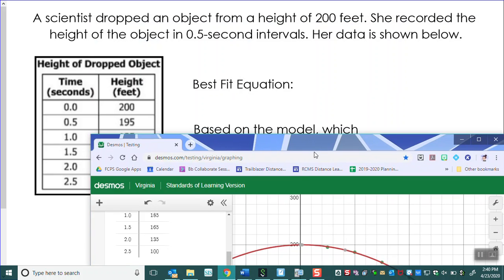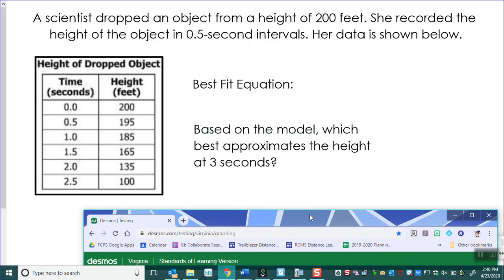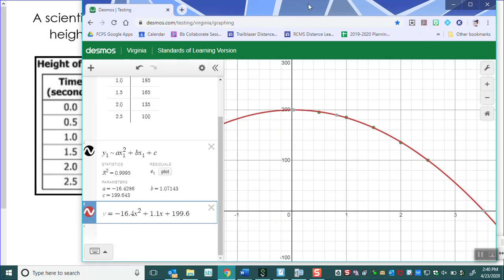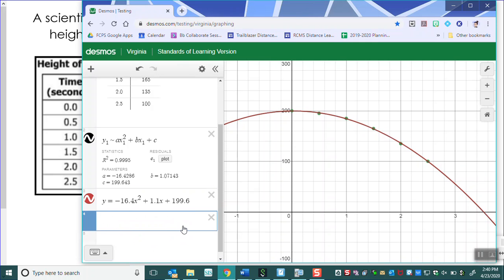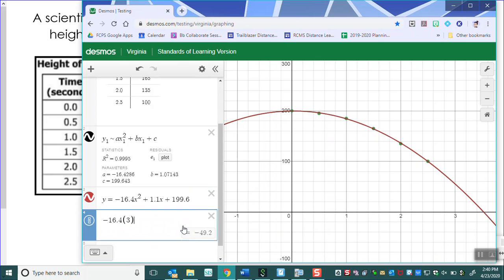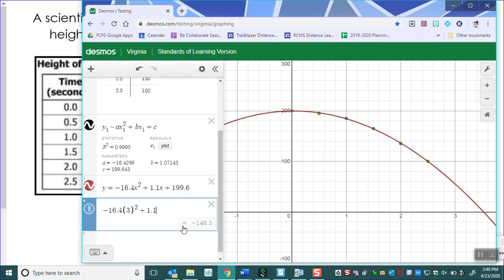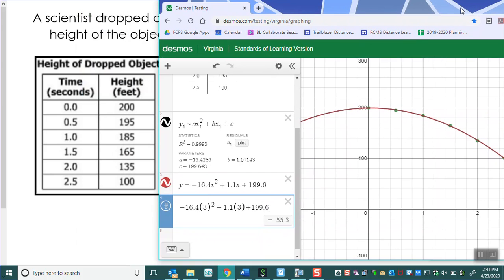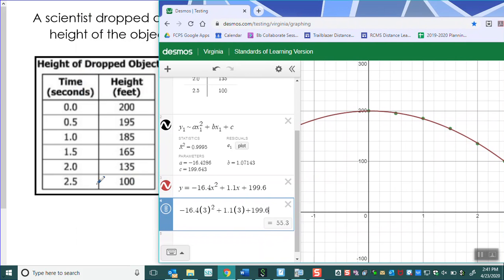And now we have our question: based on the model, which best approximates the height at 3 seconds? So I can just substitute 3 into my equation, so negative 16.4 times 3 squared plus 1.1 times 3 plus 199.6. And the height at 3 seconds will be approximately 55.3 feet, which seems to make sense because we can see that our height is decreasing as time goes by, and we'll be at about that 55.3 foot mark.